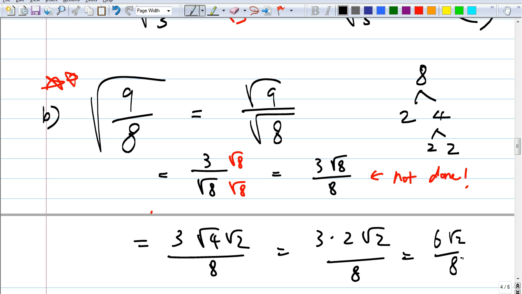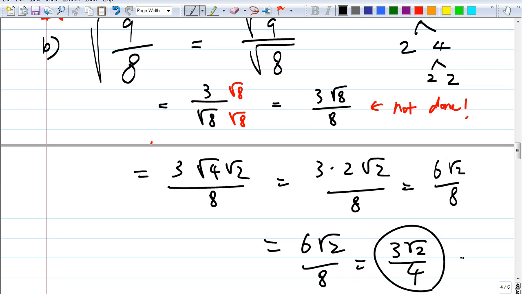Yes. I just have a question. Hold on. Why not? We'll get there in a minute. Yes. 6 over 8 can be simplified to 3 over 4. What we did was we simplified rad 8 to rad 2. Hold on to that thought.